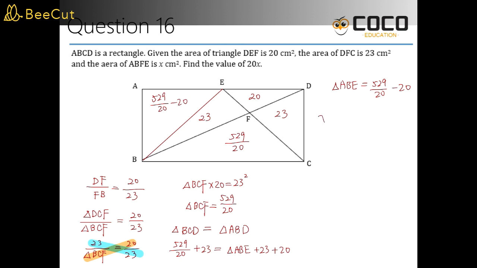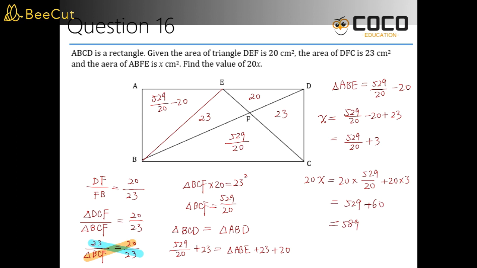Let's find the value of x. So x is 529 over 20 minus 20 plus 23. So 529 over 20 plus 3. They want us to get the value of 20x. So everything times 20: 20 times 529 over 20 plus 20 times 3. This is 529 plus 60. So the answer is 589.